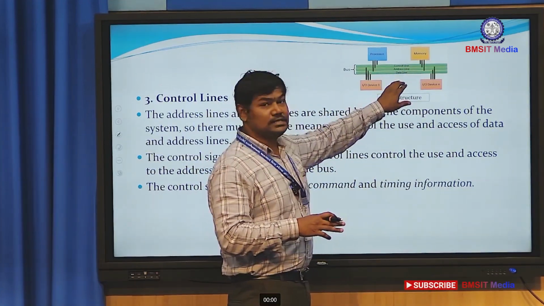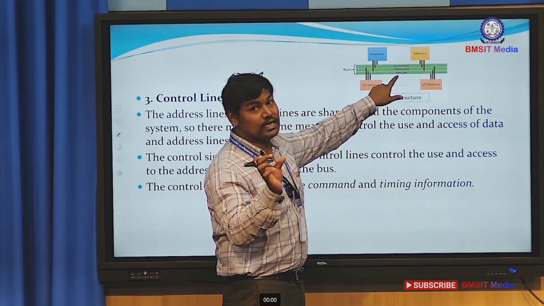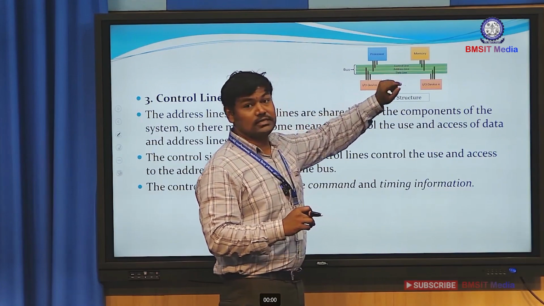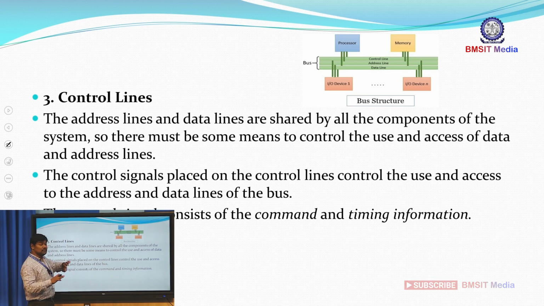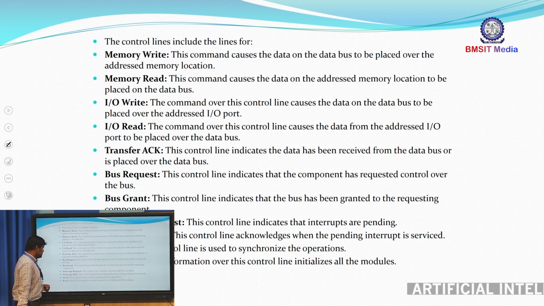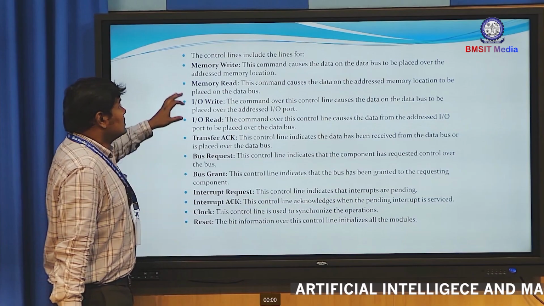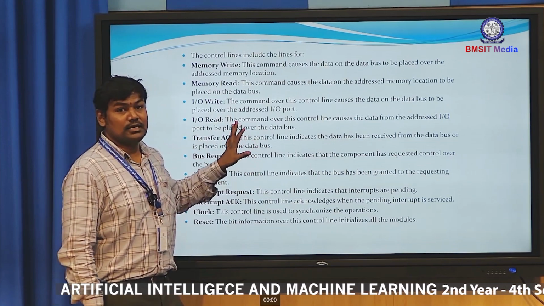Data lines represent data, moving one bit at a time. Address lines represent the address of that data. Then control lines control all the activities of the system. So what are the control line operations? Memory write, memory read, input output write, input output read, transfer acknowledgement, bus request, bus grant, interrupt request, interrupt acknowledgement, clock and reset. These are the operations controlled by control lines.